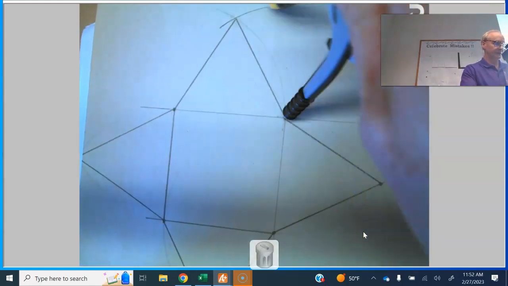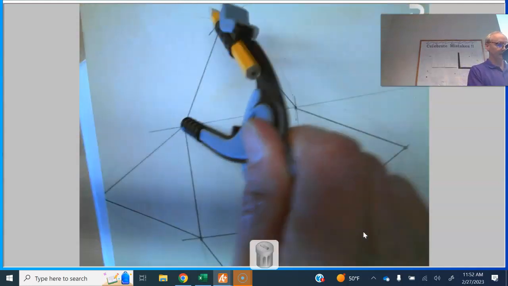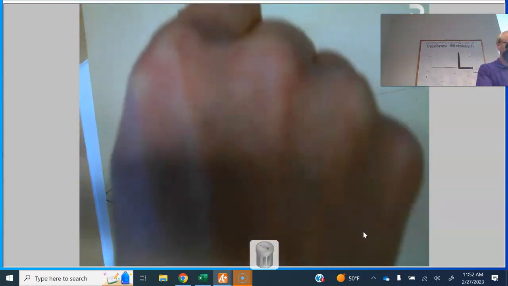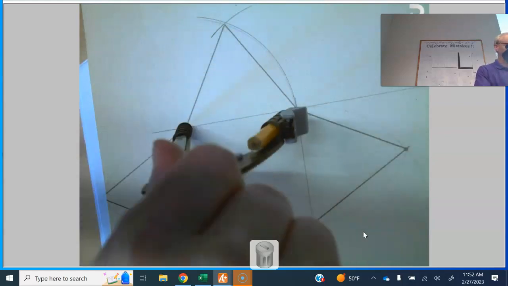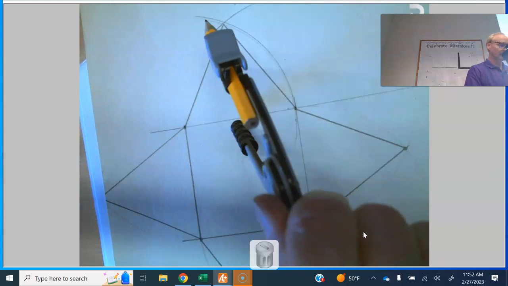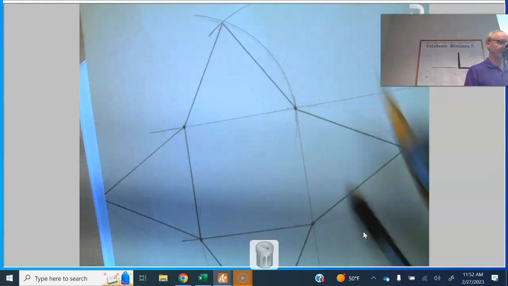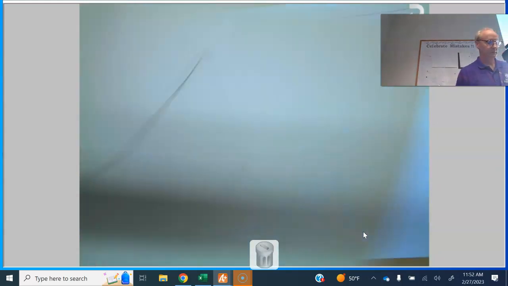Yeah. This is the same length as this, which is the same length as this. All three of these sides are equal, which makes this a square, and these are equilateral triangles.